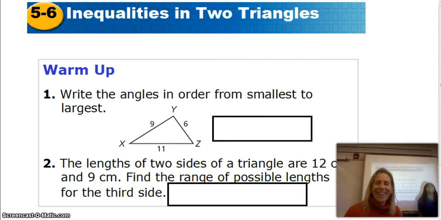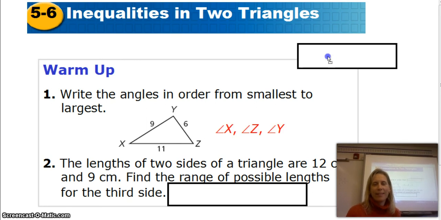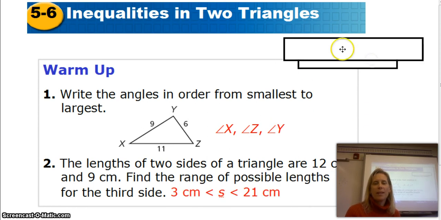And the answer for writing the angles from smallest to largest, Joey? Is angle X, angle Z, angle Y. Ta-da! And the lengths of the sides. Describe that for us, Blake. 3 must be less than n and n must be less than 21. Or s is greater than 3 and s needs to be less than 21.